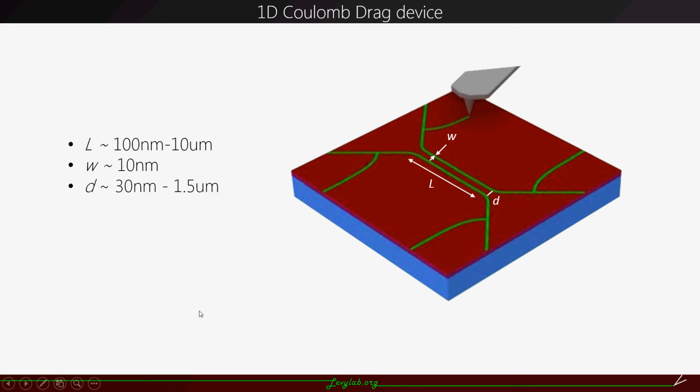According to the measurement at 50 millikelvin, the interwire resistance is much larger than the typical wire resistance. Therefore, in this condition, there is no leakage current between two parallel nanowires.